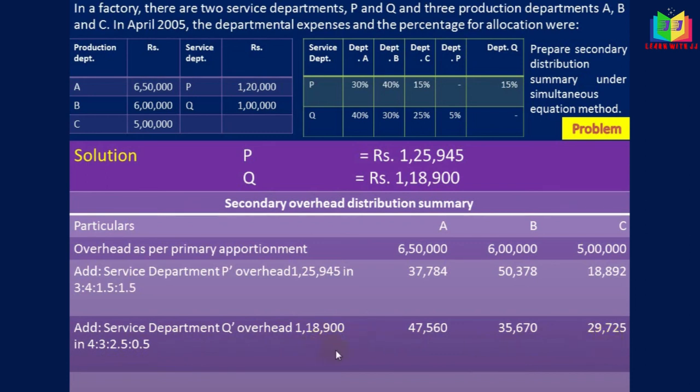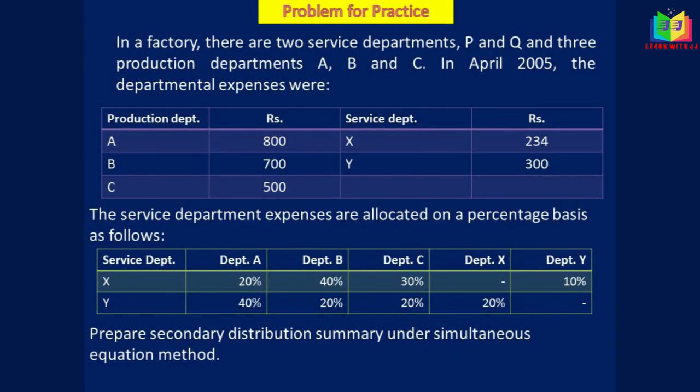Next we just add these. Adding 6,50,000, 37,784 and 47,560, we get 7,35,340, which is the total overhead of A. Similarly for B it is 6,86,045, and for C we get 5,48,615. I hope now you understand this problem, and I have given you a small problem for you to practice.